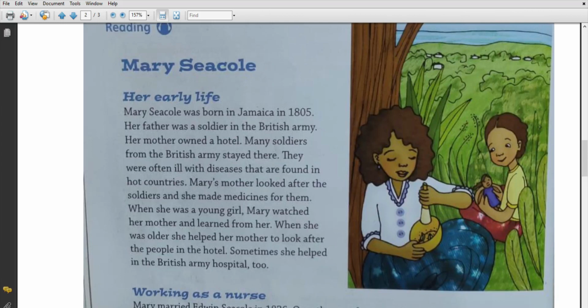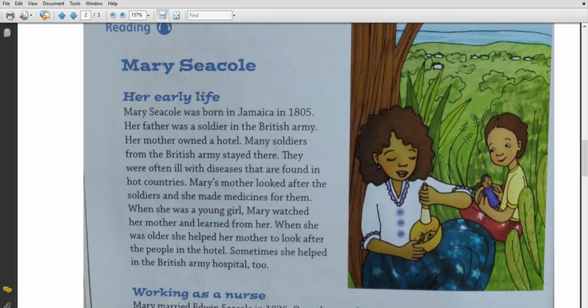When she was a young girl, Mary watched her mother and learned from her. When she was older, she helped her mother to look after the people, to take care of the people in the hotel. Sometimes she helped in the British hospital too. Okay, so the mother was a healer and taught Mary many of her skills using the traditional Jamaican medicines.